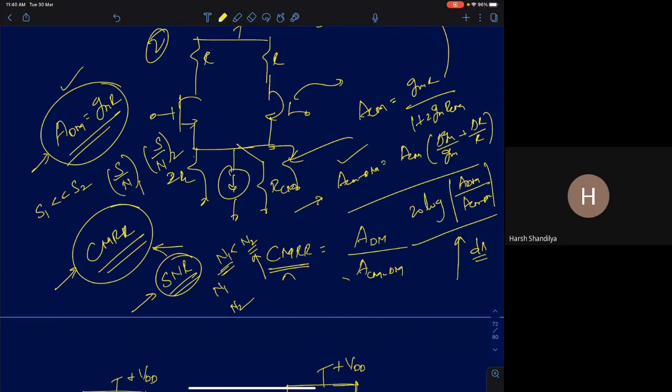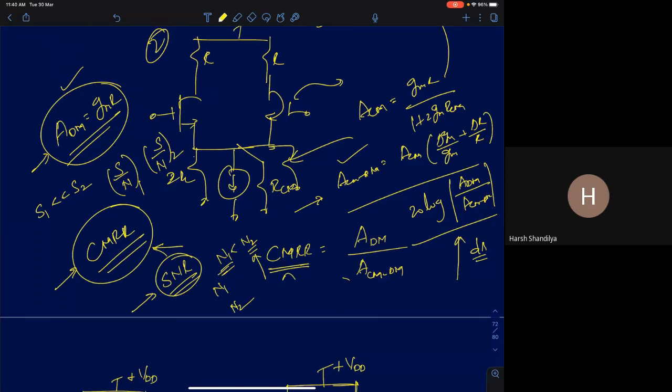So far, what we have discussed is what we call the small signal response. For small signal common mode inputs and small signal differential inputs, we discussed how a differential amplifier responds to them, both in the presence of mismatches and without any mismatches.